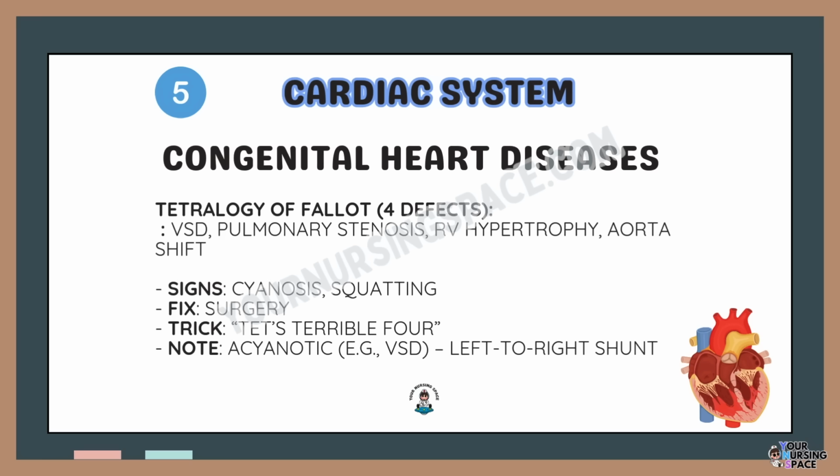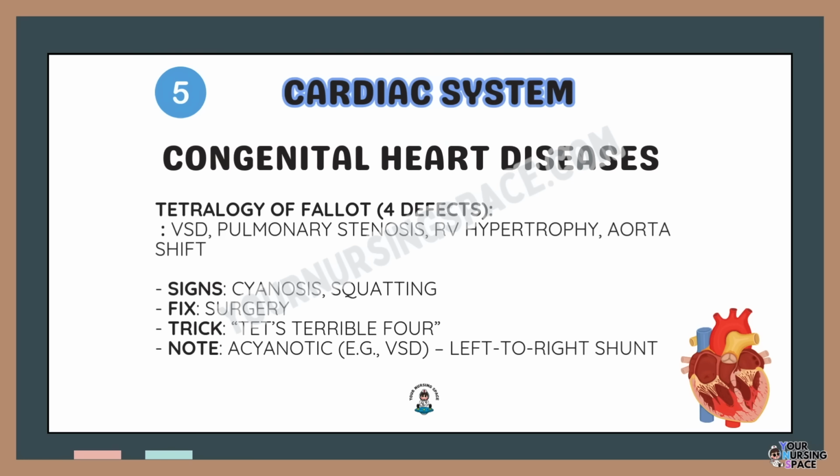such as congenital heart defects and other cardiac emergencies. One notable congenital condition is tetralogy of Fallot, which involves four distinct defects: a ventricular septal defect, pulmonary stenosis, right ventricular hypertrophy, and an overriding aorta. Children with this condition often squat to relieve shortness of breath and exhibit cyanosis, turning blue due to poor oxygenation. The definitive treatment is surgical correction.